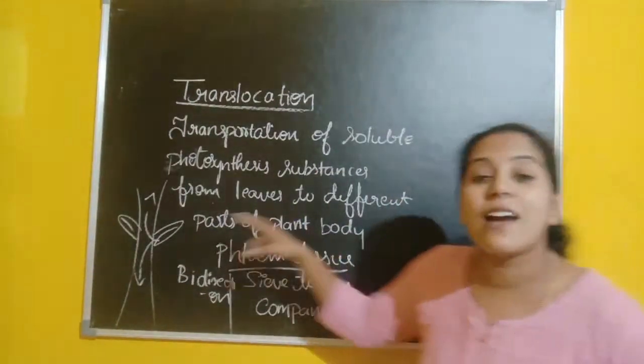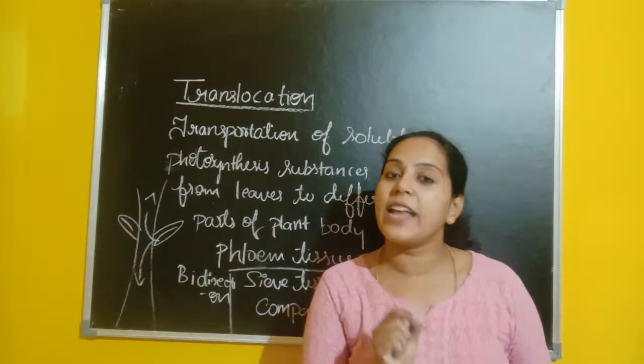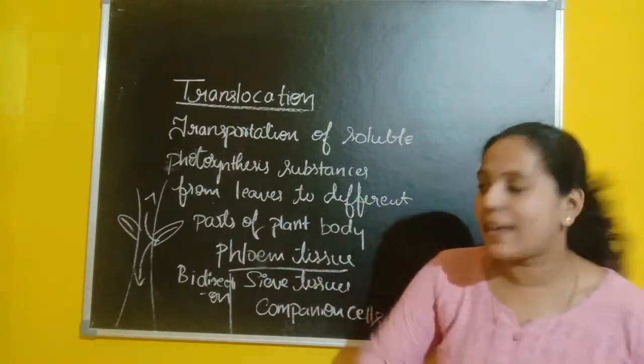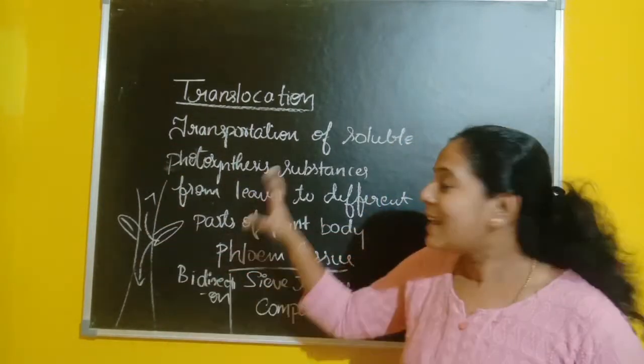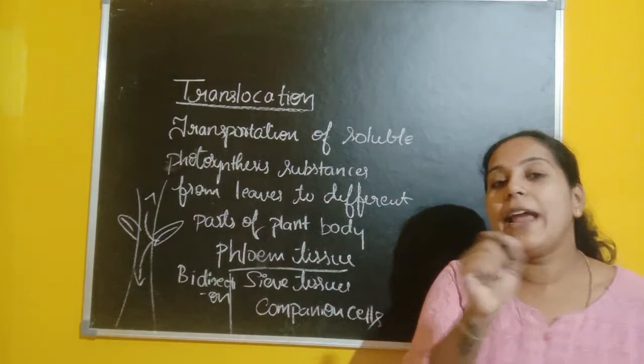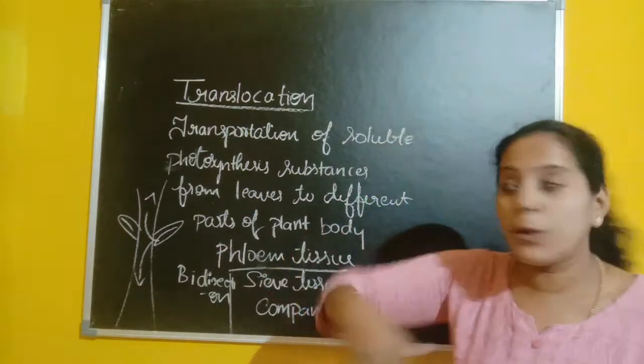How does the transportation of food take place in the phloem? Transportation of food takes place in the phloem in bi-direction, both in the upward direction and also in the downward direction. Is this clear? So now I would like to tell you the last point about translocation. But before that I would like to conclude with this.